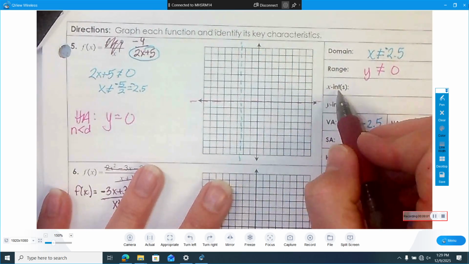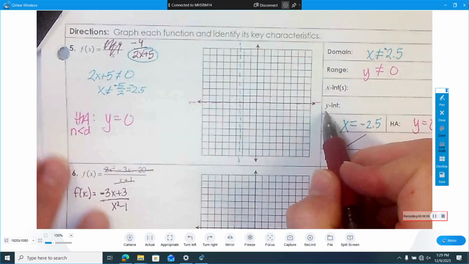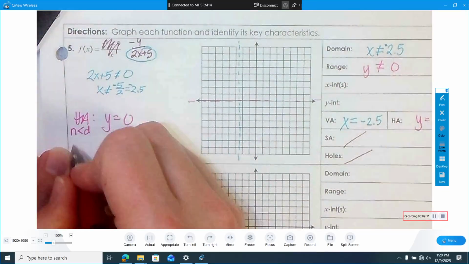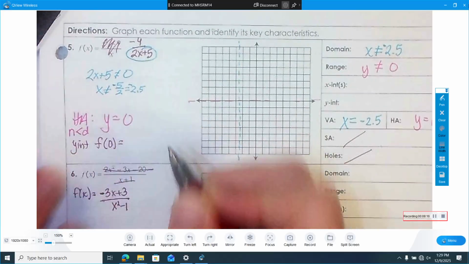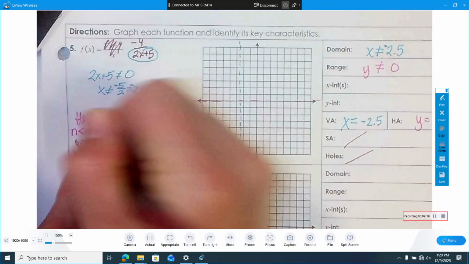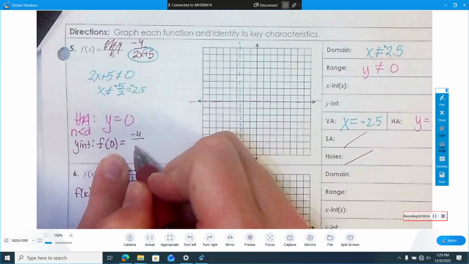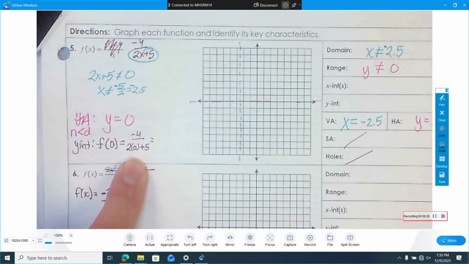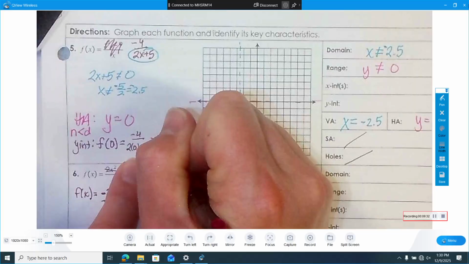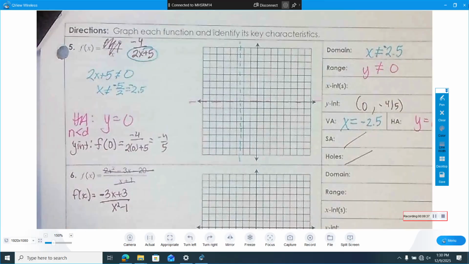Where do the x-intercepts come from? Well, let me start here. How do you find a y-intercept? F of 0. Yeah, it's when we plug in a 0 for the x. So to find a y-intercept, we plug in a 0 for the x here. So that's going to be negative 4 over 2 times 0 plus 5. And we would get negative 4 over 5. Good. Okay. So that's our y-intercept. 0, negative 4 over 5.